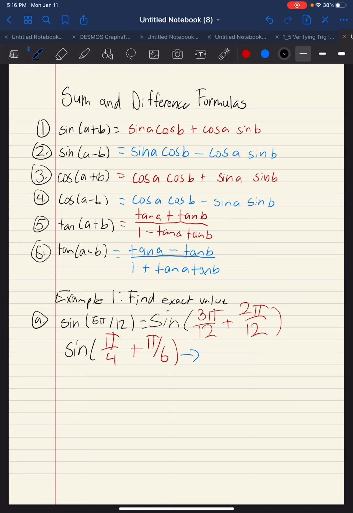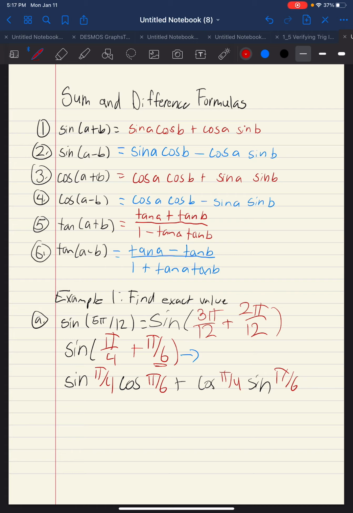Now we can use the sum and difference formula. So I'm going to use my sine of A plus B. So we have sine of A, where A is our pi over 4. That's what we replace A with. And then we have cos of B, which is right here, pi over 6. Now we add. And now we do cos of A, which is pi over 4. And then we do sine of B, which is pi over 6.